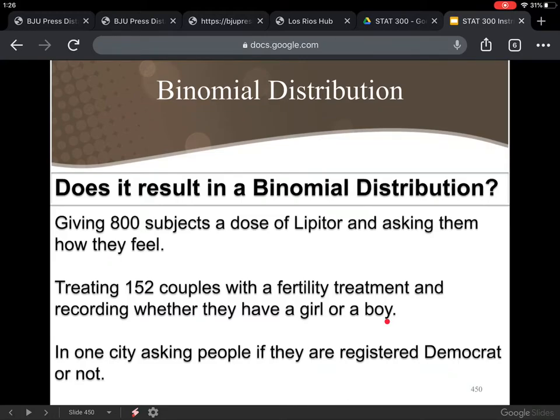Third one, in one city, asking people if they are registered Democrat or not. F, in one city, is there a finite amount of people? Looks like there might not be a finite amount of people. And if you actually went through this, think about people moving in, moving out, you might be there for a long time, because you could not have surveyed everybody. So there's not a finite amount of people necessarily in a particular city.